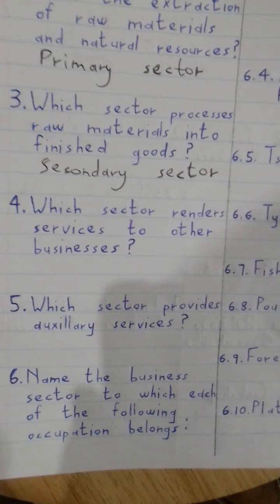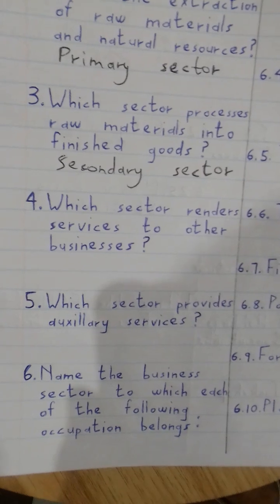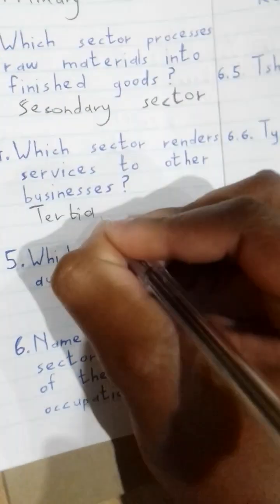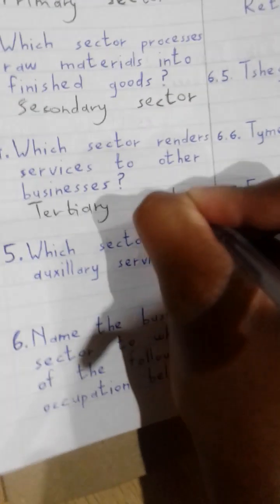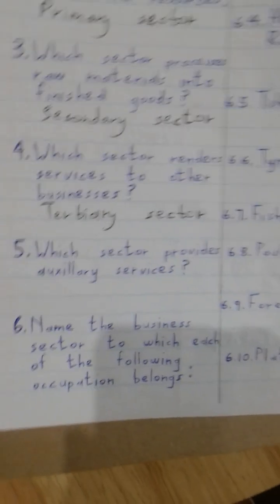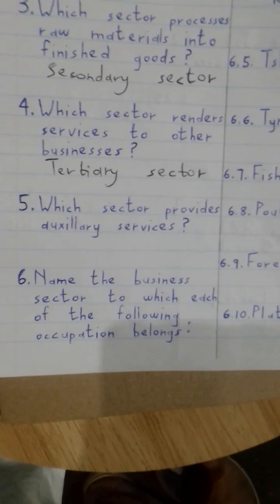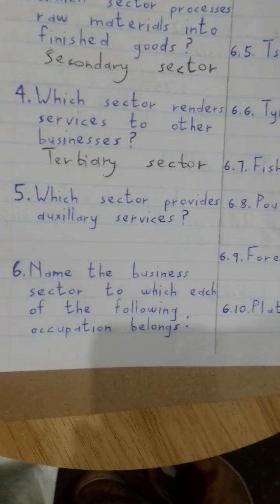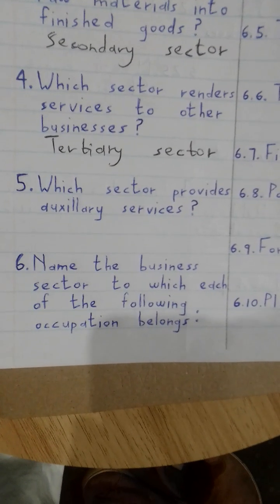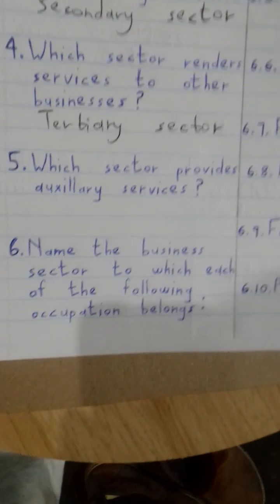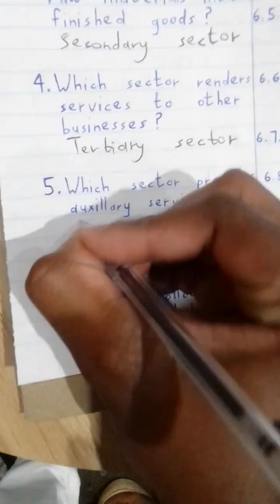Number 4 asks, which sector renders services to other businesses? Services to other businesses is the tertiary sector. Okay. Number 5 asks, which sector provides auxiliary services? Auxiliary means support. So which sector provides support services? Remember, it's the tertiary sector.